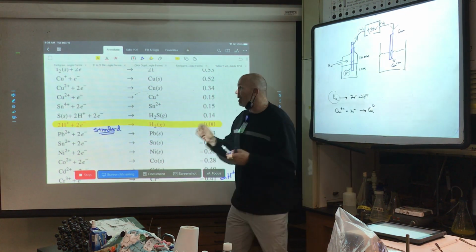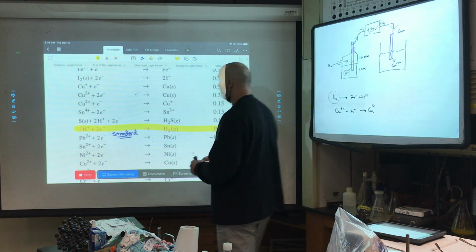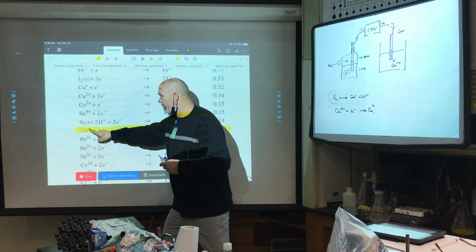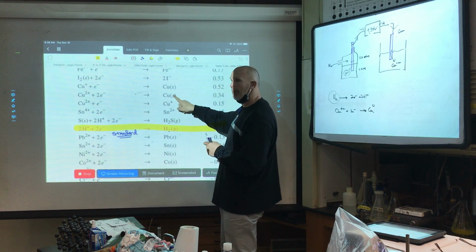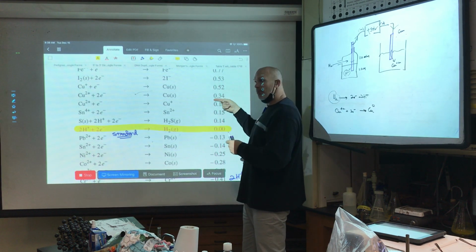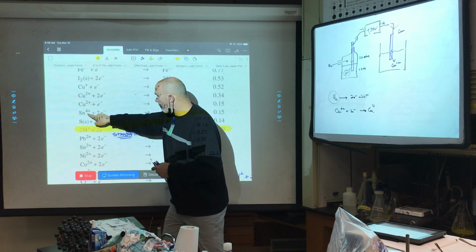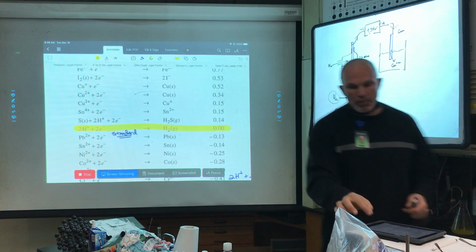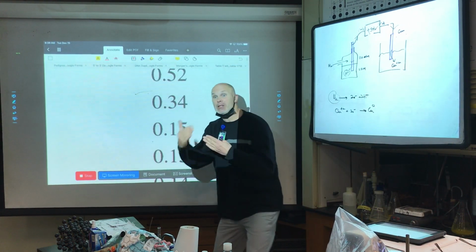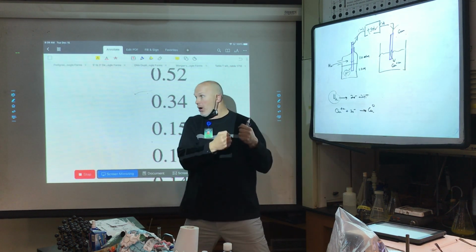So copper plus 2 was not a strong enough oxidizing agent. I'm sorry, the H plus wasn't a strong enough oxidizing agent to rip electrons from the copper. And you can see that because copper going this way would be negative 0.34. So as you can see, the higher you go up on this chart, the more positive your reduction potential is. If you're an oxidizing agent, it's your ability to get reduced. You pull electrons from things.